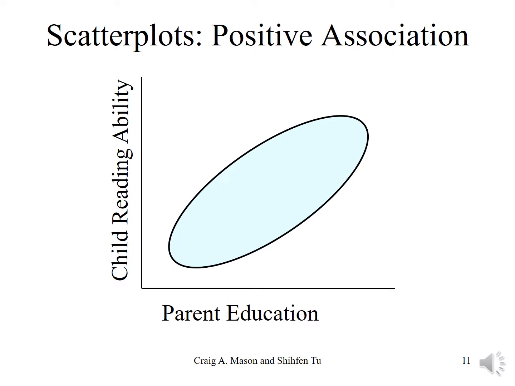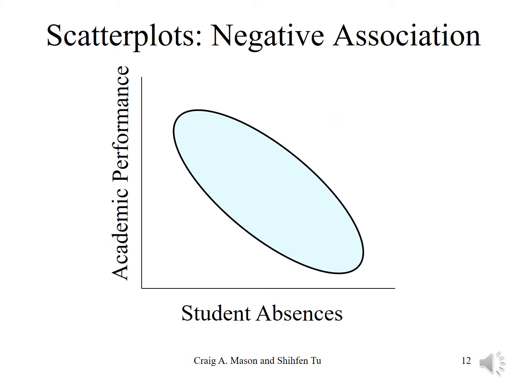In contrast, this ellipse illustrates the general shape that one might expect to see in a scatter plot of the number of absences a student has in a school year and his or her academic performance. We call this a negative association because as student absences increase, academic performance decreases.